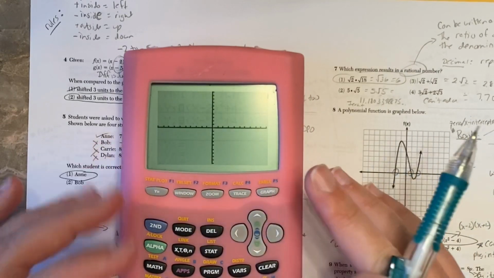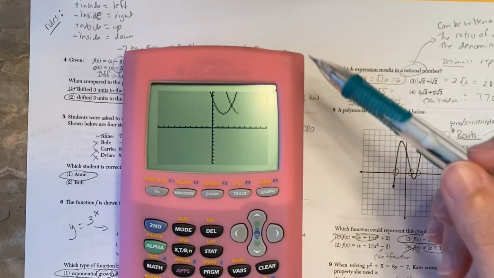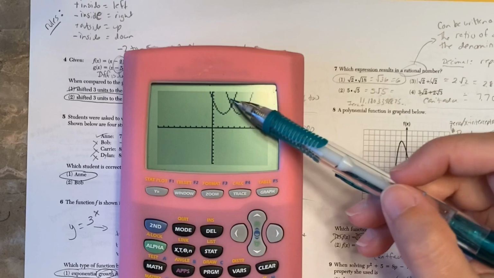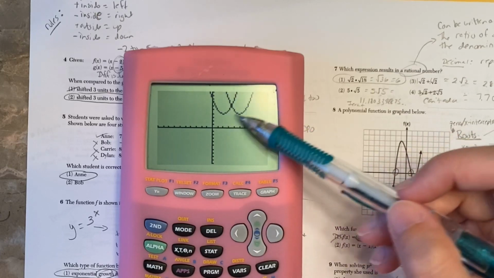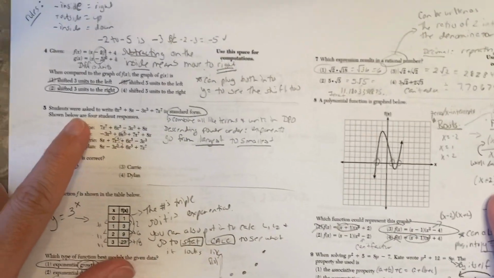What's good about multiple choice is a lot of this can be done right on the calculator, especially since you don't have to show any work. All right, so this is my original. This is my second. So this is f of x. This is g of x. It's 1, 2, 3 times to the right, and that's how you get number 4, choice 2.